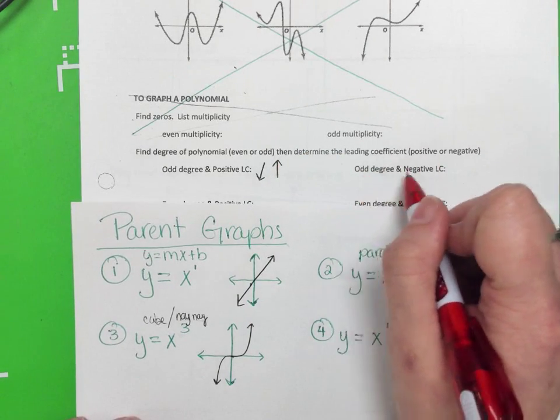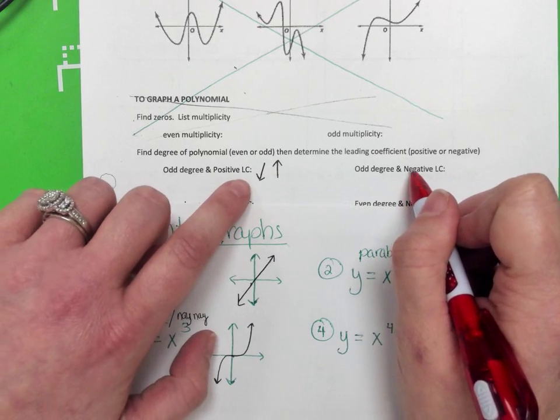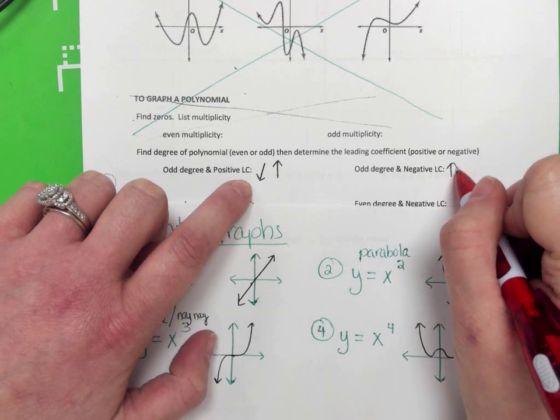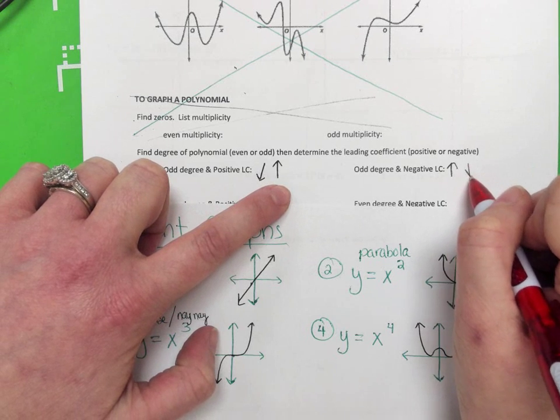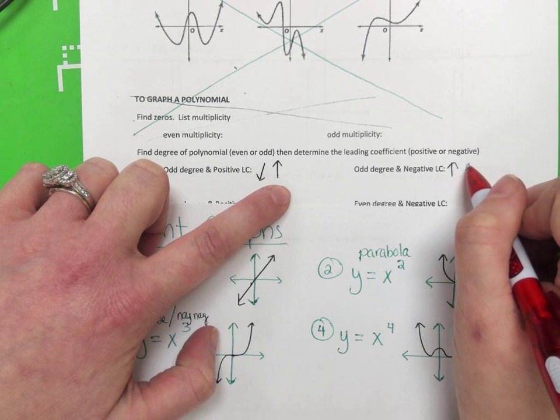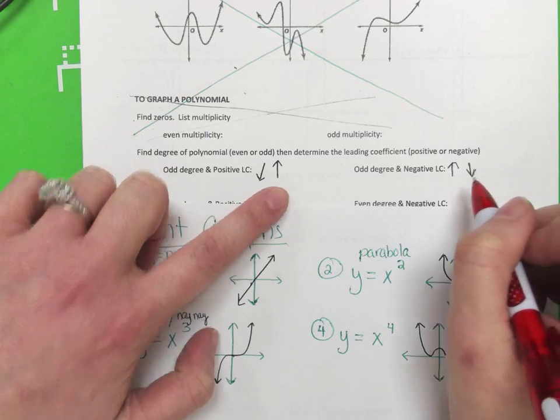So if it's odd and negative, it's just backwards. Instead of the first one going down, the first one's going to go up, and the second one's going to go down. It's going to make a lot more sense in just a minute whenever we go to graph these. So y'all just hold on a minute.